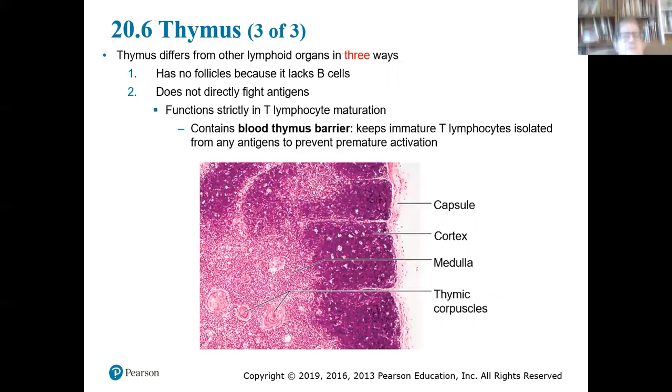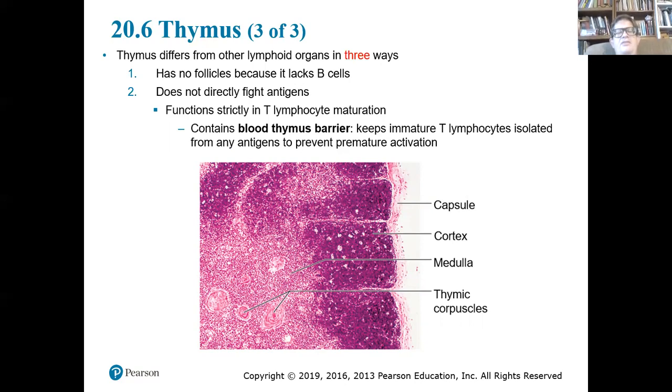All right, so the thymus differs from other lymphatic organs in 3 ways. 2 of them are on this slide, 1 of them's on the next. So let's jump in. It doesn't have any follicles. Why? Because follicles are where B cells grow up. That's a B cell thing, and this is a T cell organ. So no follicles. Also, the thymus doesn't directly fight antigens. It's not scanning for stuff that doesn't belong and jumping into action, none of that. It is strictly a place where the T cells grow up.